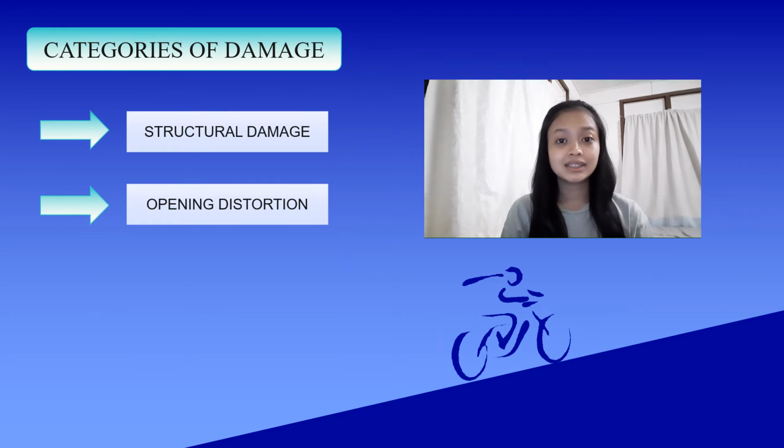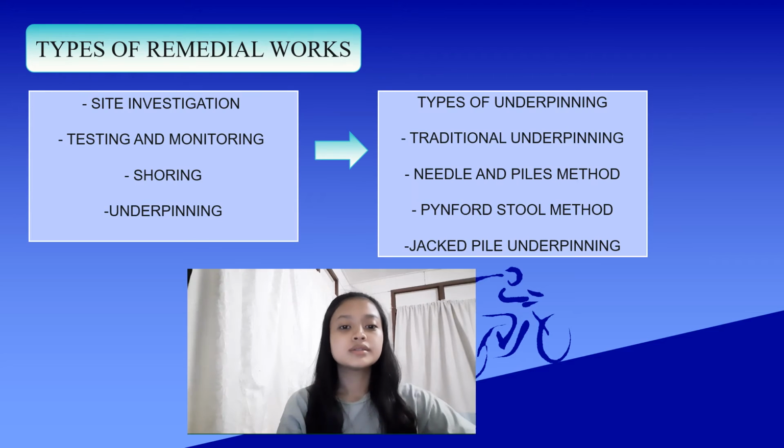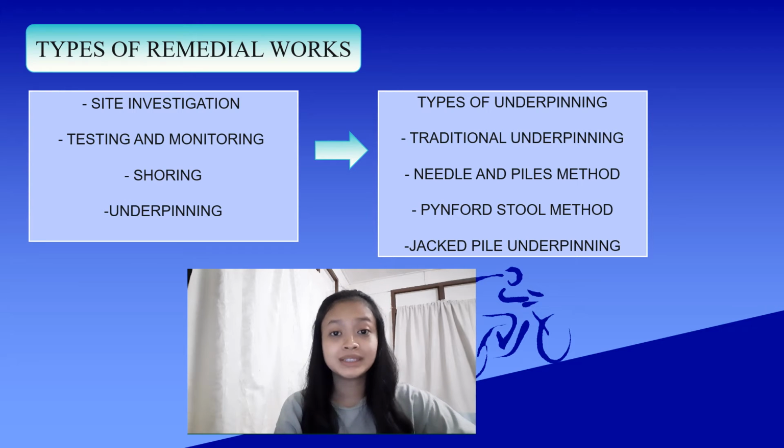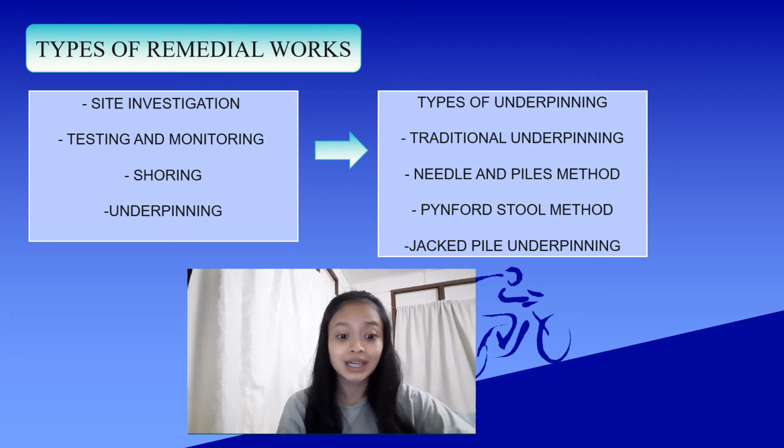Next is the categories of damage. Now we have structural damage and opening distortion. So, the types of remedial works consist of site investigation, testing and monitoring, shoring, and underpinning. Now, for underpinning, there are a few methods. One being traditional underpinning, needle and piles method, pin-forward stool method, and jacked pile underpinning.